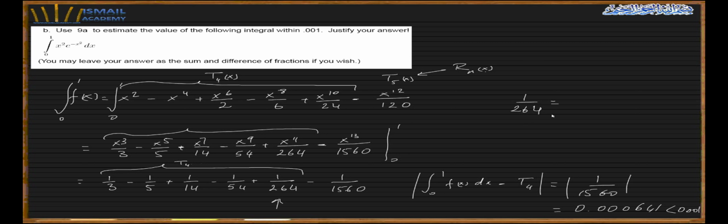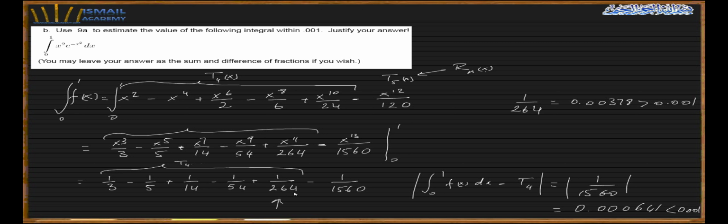this will be equal to 1 divided by 264, which is in fact 0.00378, which is greater than 0.001. So that means I cannot stop here for my remainder. I will stop here, and this will be my remainder.